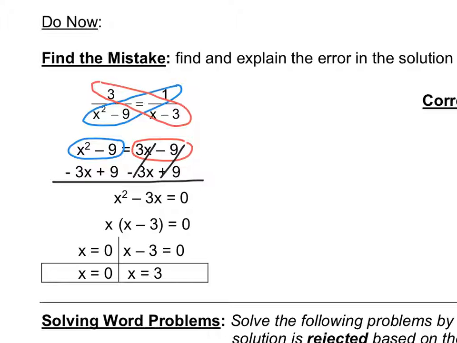GCF. Did that happen here? Yeah, we pulled out an x, or this person pulled out an x. And we got x times x minus 3. So then the next step in the process would be to make that t-chart, set the first factor equal to 0, set the second factor equal to 0, and solve. I don't see anything wrong with that. So you might look at this and say, yeah, this is perfectly fine. However, this individual did not take into account excluded values, as we were talking about before.